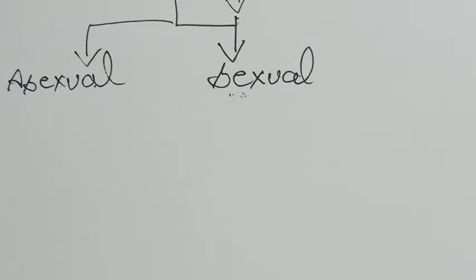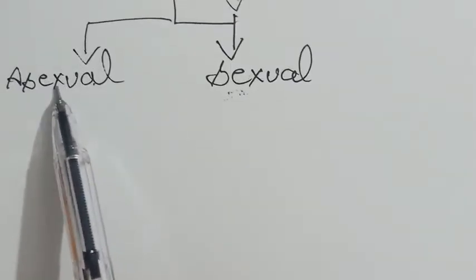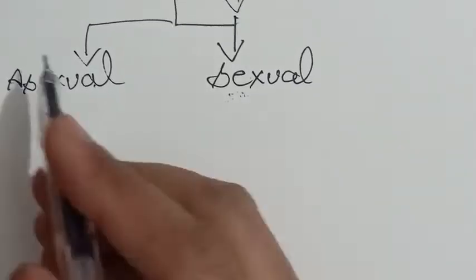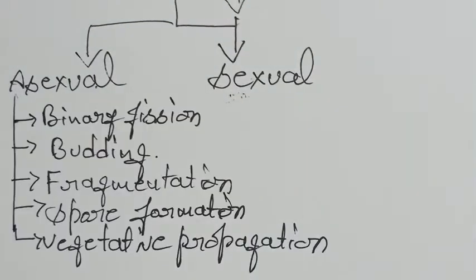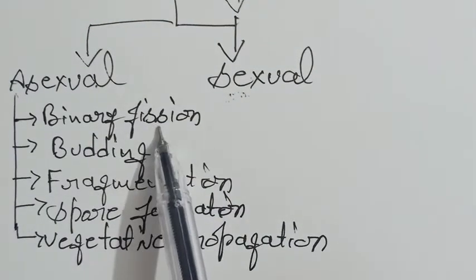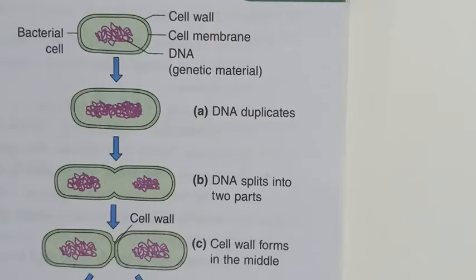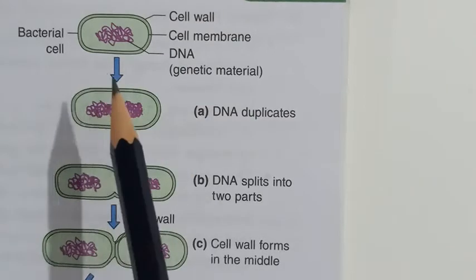So student, now moving to asexual reproduction. Asexual reproduction is of the following types: binary fission, budding, fragmentation, spore formation, vegetative propagation. So student, the first one is binary fission.